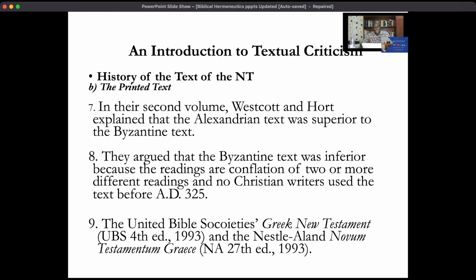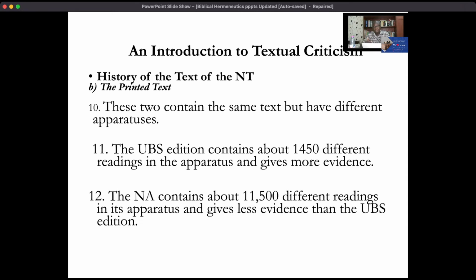The United Bible Society's Greek New Testament, 4th edition, 1993, and the Nestle-Aland Novum Testamentum Graece, that is the 27th edition, 1993, were published. And today, these are the texts that we have been using to do our translations into different languages. These 2 contain the same text but have different apparatuses. Apparatuses refer to the notes that you see beneath the texts in the Greek.